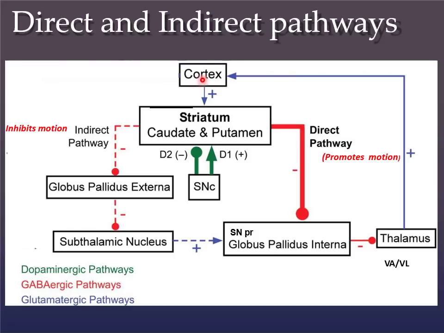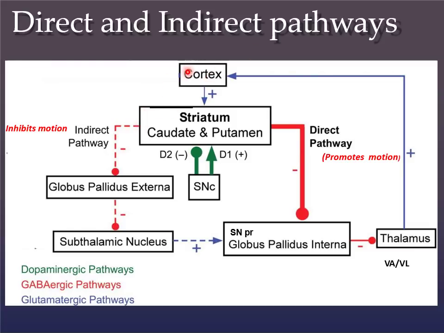The pathway is shown here schematically, where input from the cortex to the striatum is excitatory, has an inhibitory effect on the globus pallidum, which has an inhibitory effect on the thalamus. The impact of these two negatives results in excitation through this pathway to the cortex. So the whole pathway of the direct pathway is excitatory.